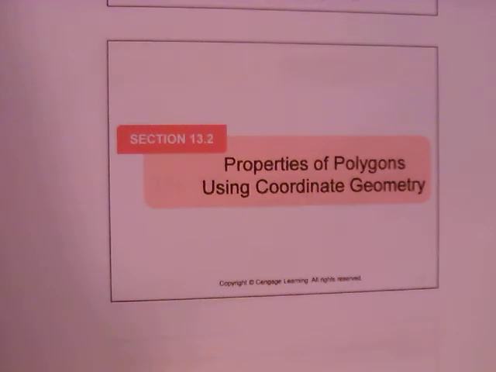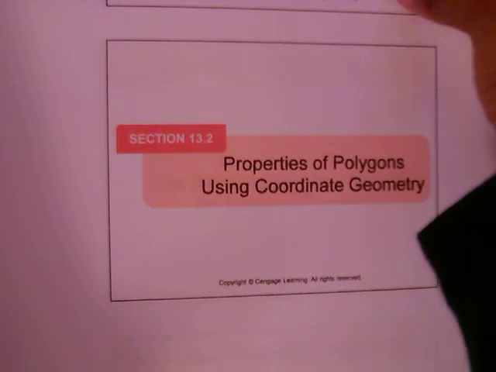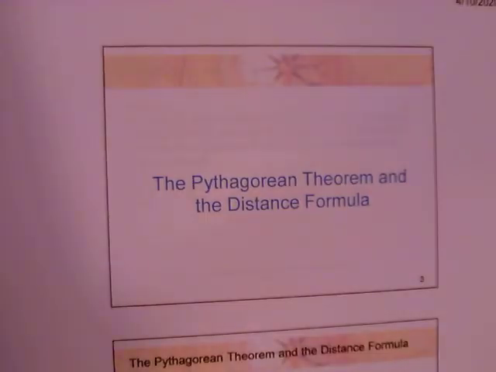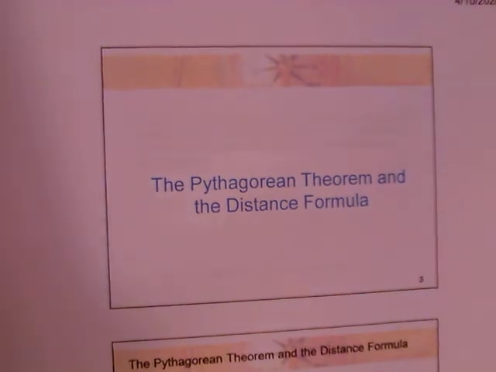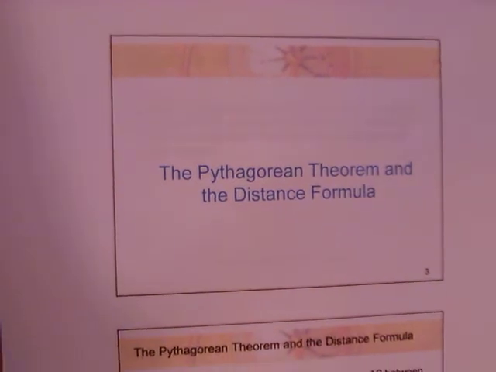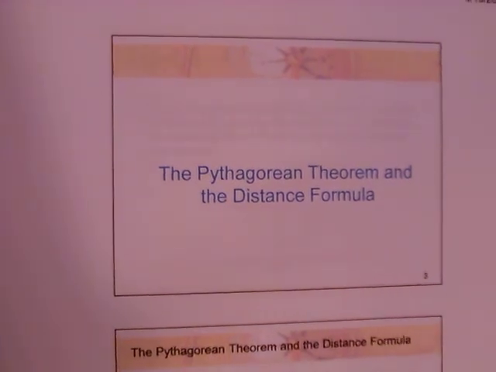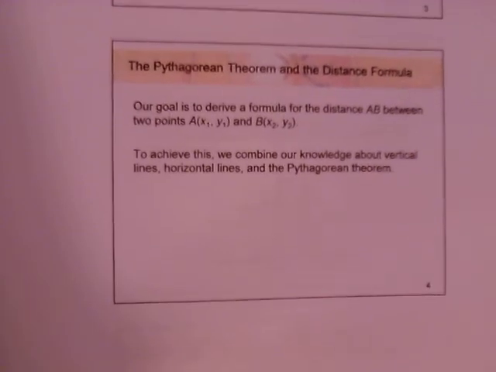All right, in this video, we're going to talk about the properties of polygons using coordinate geometry. This is section 13.2. Basically, we'll start off with the Pythagorean Theorem and the distance formula. And we're going to use the Pythagorean Theorem to derive the distance formula.